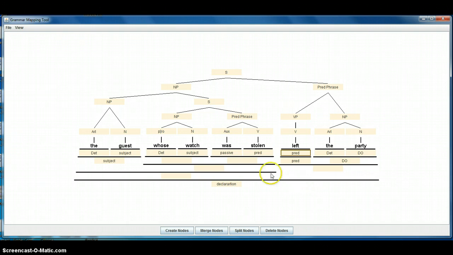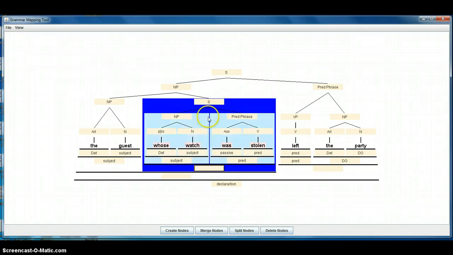So each form gets a function. And then we have was stolen. Was stolen is the predicate of the relative clause. And then we have the watch, which is the subject of the predicate clause, the relative clause, sorry. And now we have this S, which is whose watch was stolen, the guest whose watch was stolen, and that's the whole relative clause, that entire S.